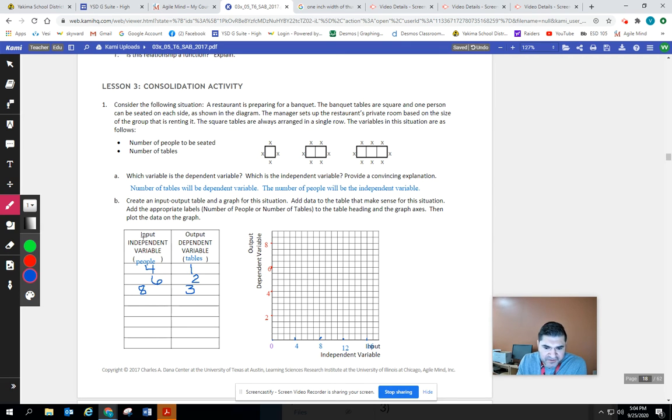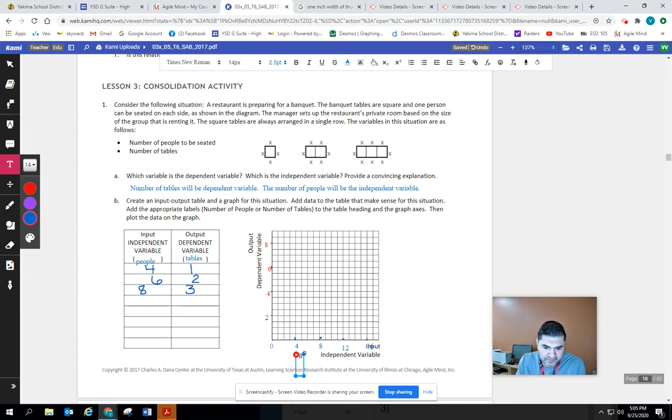So let's go ahead and graph this. This is our independent variable, which is people, which is down here. So down here on my graph, the independent variable is people. I'm going to go ahead and type that in, people. And our dependent variable would be the number of tables. So I'm going to go ahead and write tables.